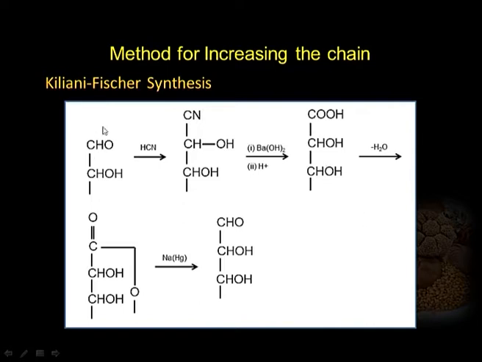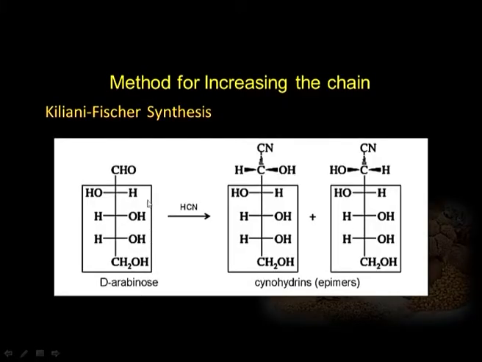So, we started with this aldose, now we have obtained this aldose with one more carbon. So, this is increasing the chain length. We have increased the chain by one carbon. This synthesis is known as Killiani-Fischer synthesis. But the only thing is that we will not get a pure aldose, we will get a mixture of epimers. Means whatsoever aldose we start with, because this new asymmetric carbon atom has been formed here, we will have a mixture of both the epimers in this case.